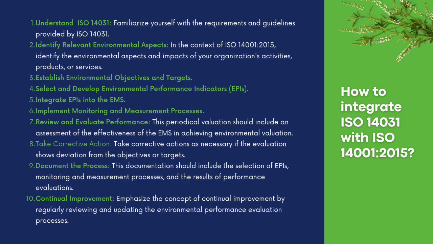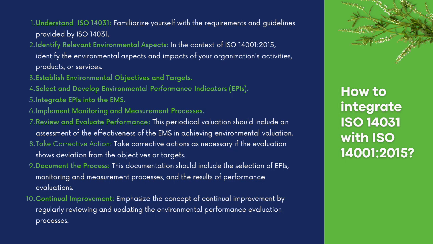How to successfully integrate ISO 14031 with ISO 14001. First, understand ISO 14031. Familiarize yourself with the requirements and guidelines. Second, identify relevant environmental aspects. Identify the environmental aspects and impacts of your organization's activities, products, or services. Third is to establish environmental objectives and targets. These should be measurable and aligned with the organization's environmental policy. Fourth, select and develop environmental performance indicators or EPIs. Choose appropriate environmental performance indicators that align with your environmental objectives.